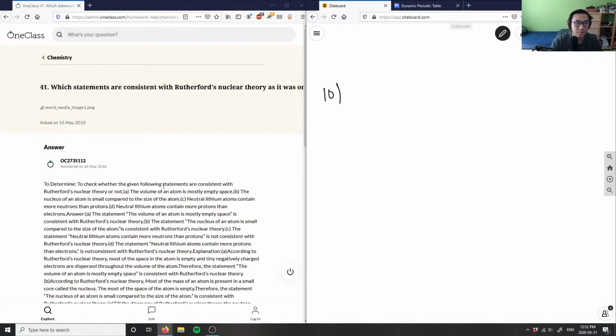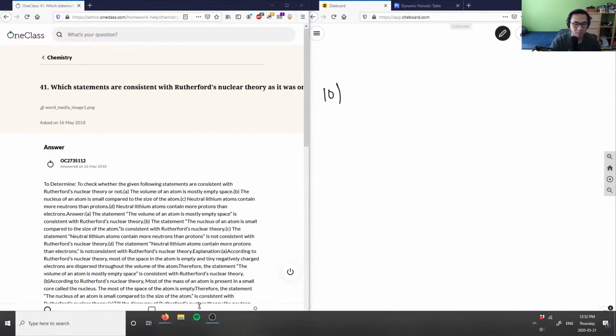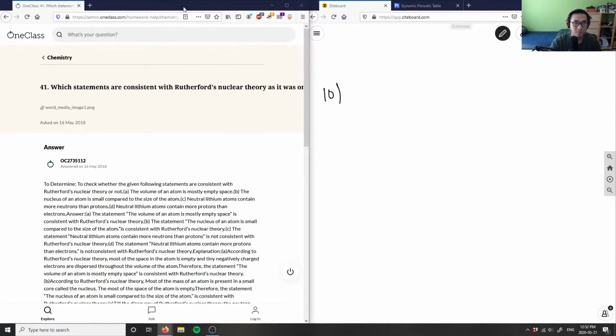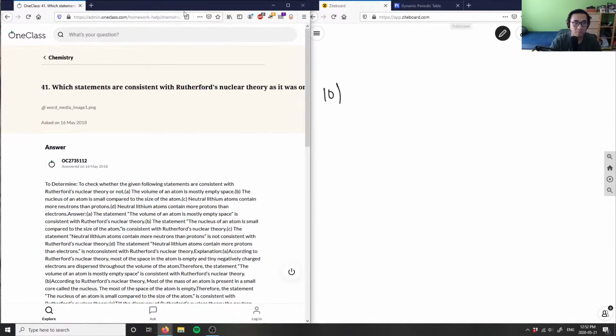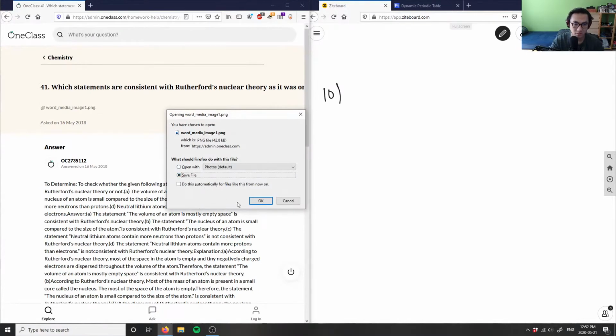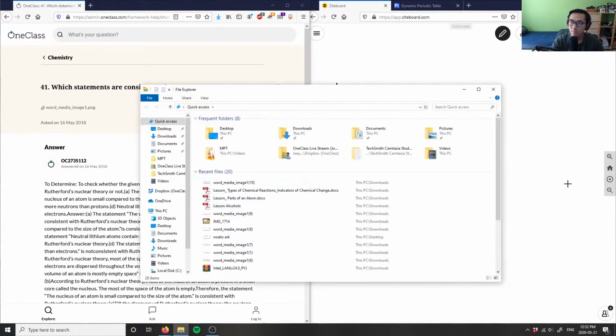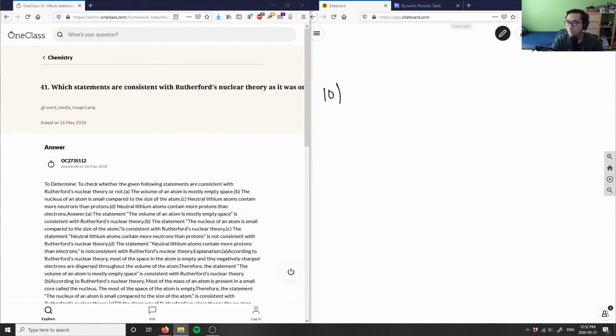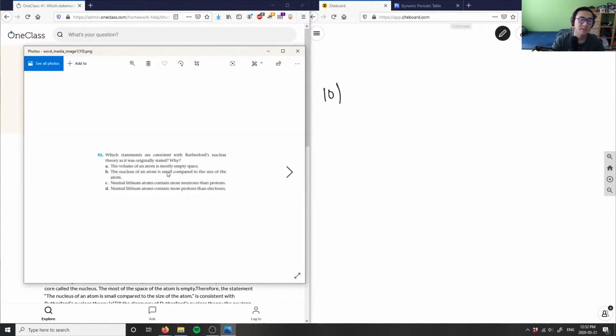So it says, which statements are consistent with Rutherford's nuclear theory as... I think it's cut off here. Maybe I'll download this file and see if I can actually read the question. Yeah, so it says which statements are consistent with Rutherford's nuclear theory as originally stated, and we have 4 of these here.